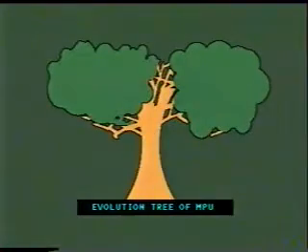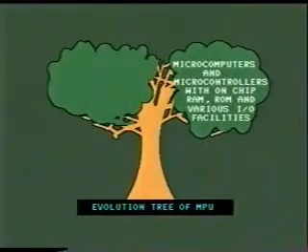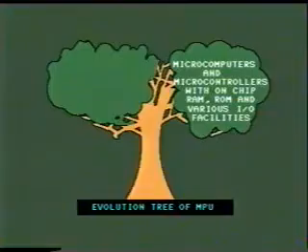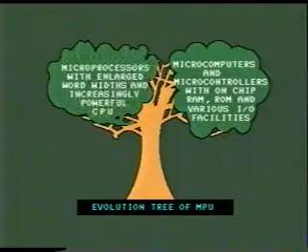You may recall the evolution tree that we introduced in the last lesson. This tree has two main branches. We have discussed in detail the right-hand side branch representing the microcomputers and microcontrollers. In this lesson, we shall be concerned with the left-hand branch of the tree representing the powerful CPUs.